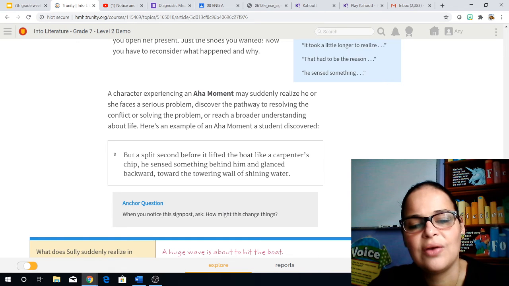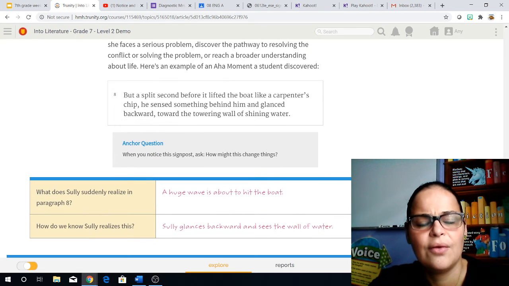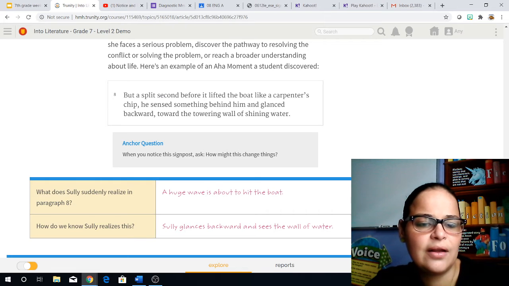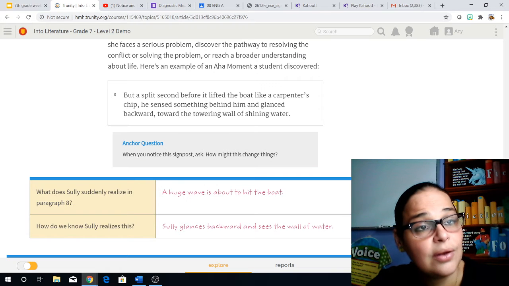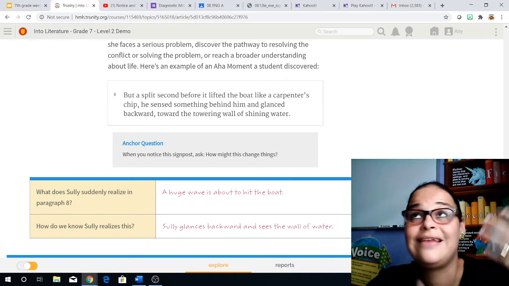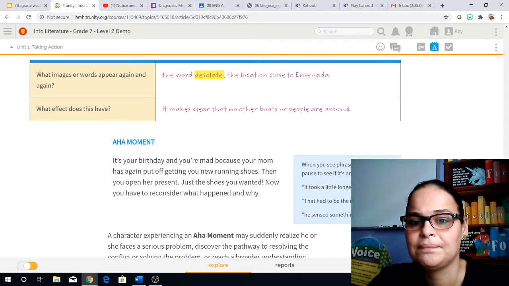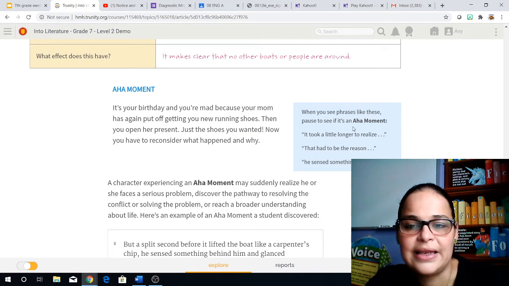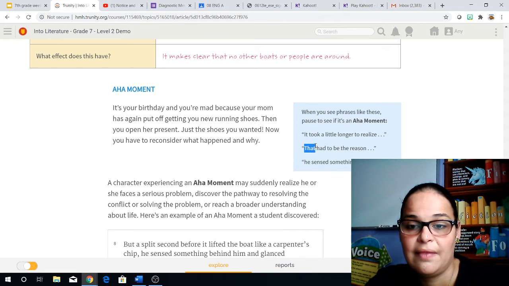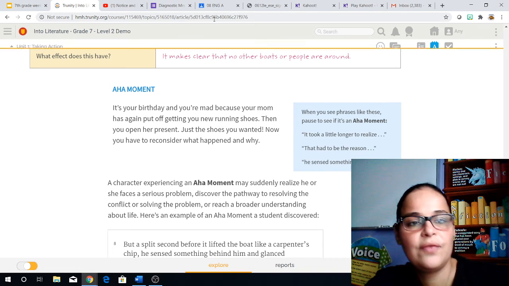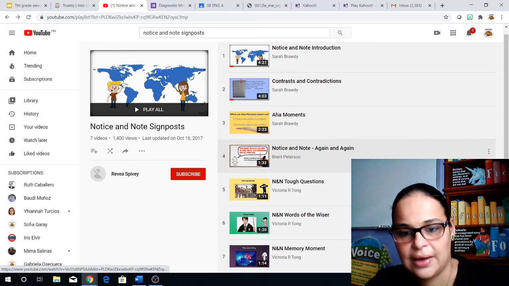So the anchor question here is, when you notice the signpost, ask, how might this change things? So the student went with, what does Sully suddenly realize in paragraph 8? A huge wave is about to hit the boat. And how do we know Sully realizes this? He glances backwards and he sees the wall of water towering over him. Now, when you see phrases like these, pause to see if it's an aha moment. It took a little longer to realize. That had to be the reason. He sensed something. So these are all phrases that help you recognize an aha moment.